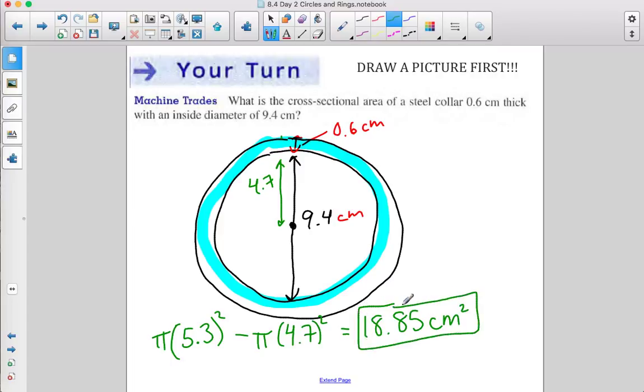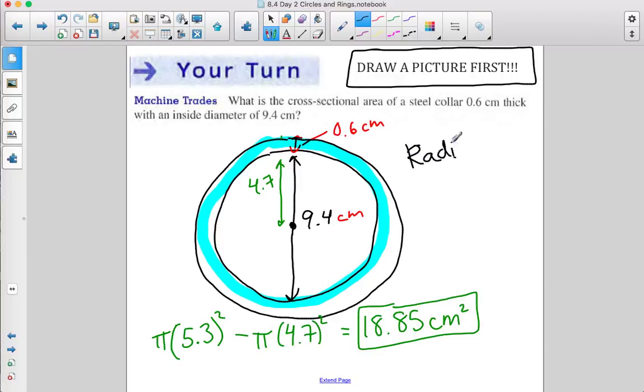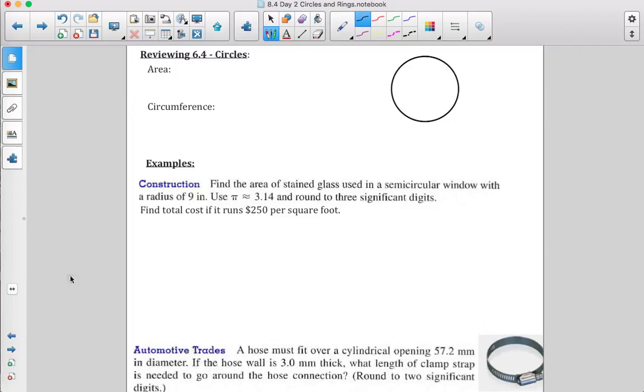That's how you find areas of rings. Okay, and like I said, super helpful, I put it in the notes, I'm saying it now: draw a picture first. Draw a picture and know that you need to use the radius. Drawing a picture will help you find the radius in order to do calculations with areas of circles. Okay, so quick review of 6.4.